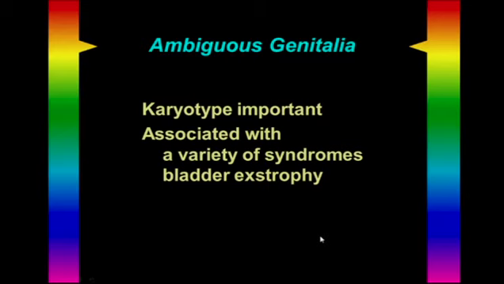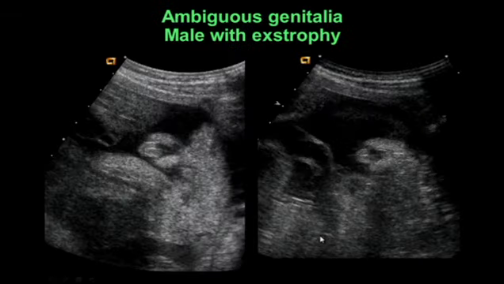When ambiguous genitalia, such as a bifid scrotum, is identified, it's very important to assess the karyotype of the fetus or the infant. In addition, ambiguous genitalia is associated with a variety of syndromes and bladder exstrophy. So here is a fetus who has ambiguous genitalia. You can see a phallic-like structure protruding between what could be two hemiscrota. This did prove to be a male by his chromosomes, and he had bladder exstrophy. So this is what it might look like.